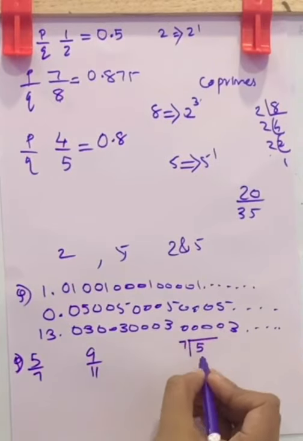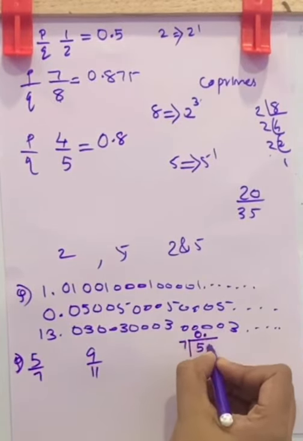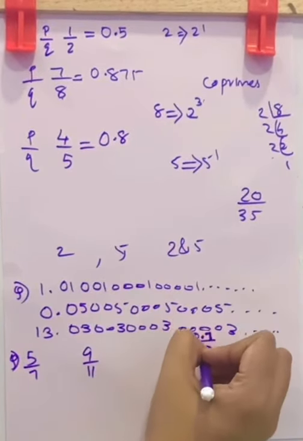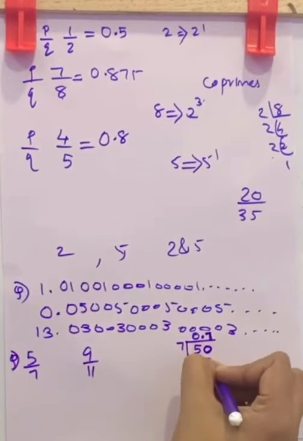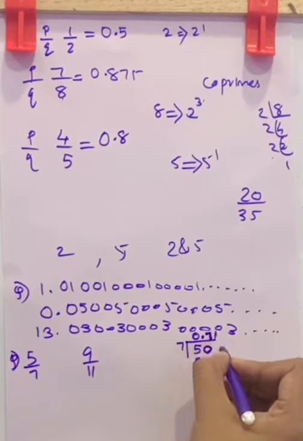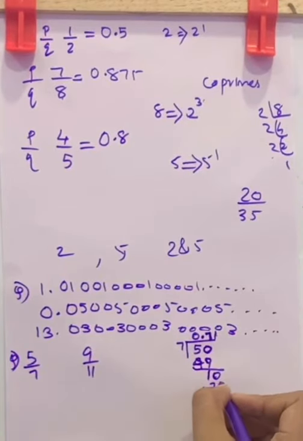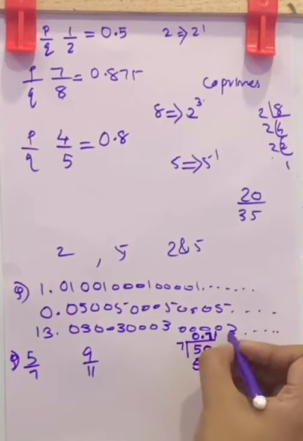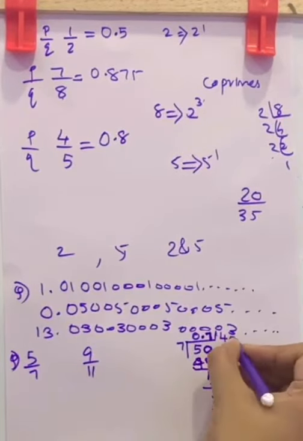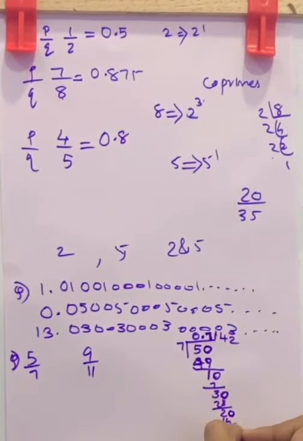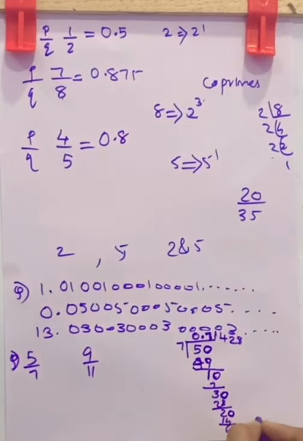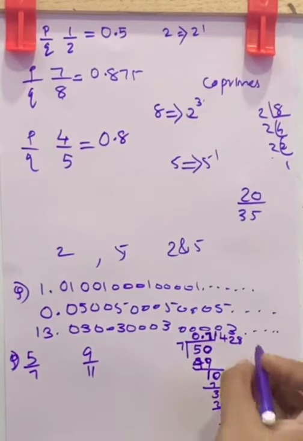You can't divide it in 5, so put 0 and point. Now this is 50. Now 11 sevens are 49. Now balance 1. Now make it 0. 7 ones are 7. Balance 3. Make it 30. 7 fours are 28. Balance 2. Make it 20. 7 twos are 14. Balance 6. Make it 60. 7 eights are 56. Balance 4. Make it 40.